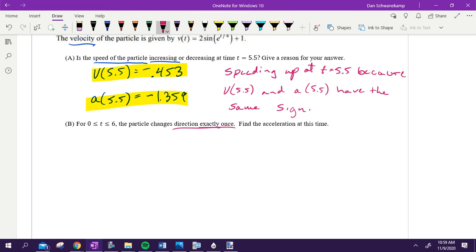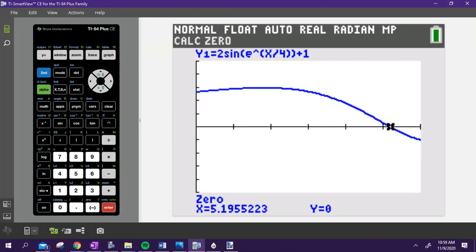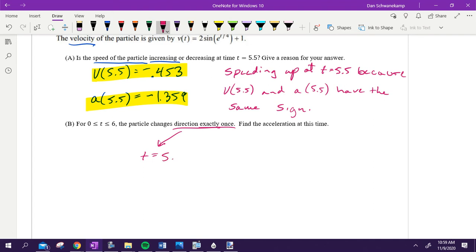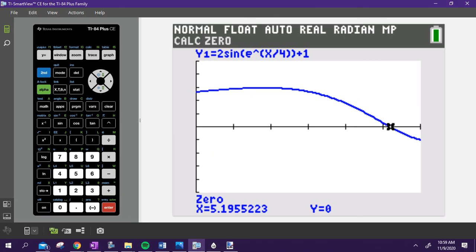When did I change directions? At t equals 5.1955223. You can't round because it's not the final answer to this question. The final answer is what's the acceleration? We're not allowed to round it until the very end. So what do I need to do now to find the acceleration at that time? Plug it into the derivative.